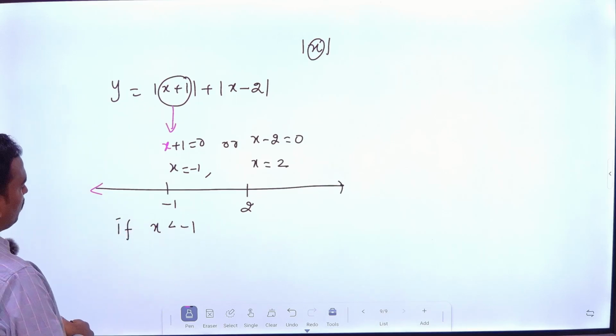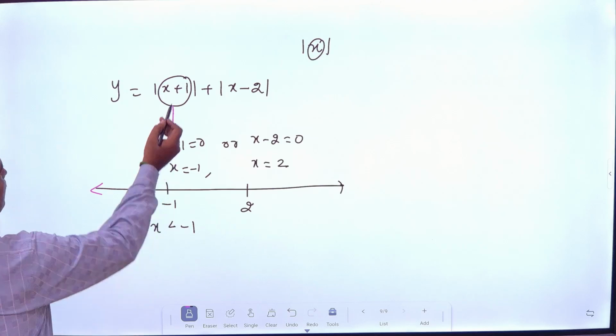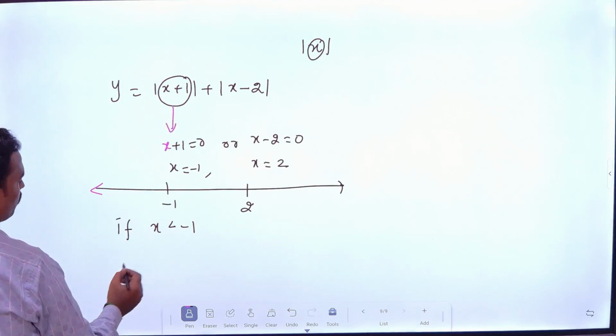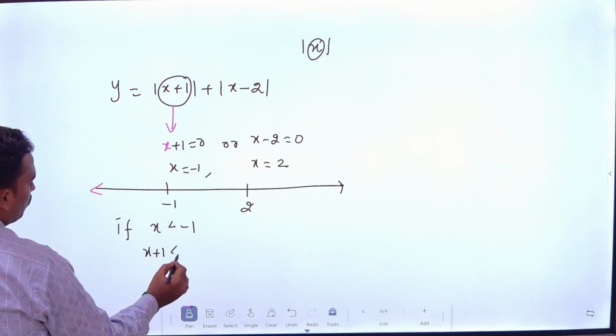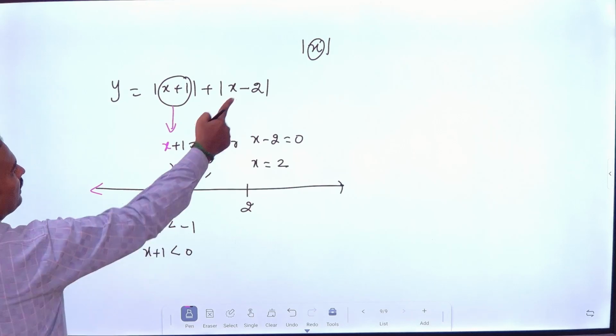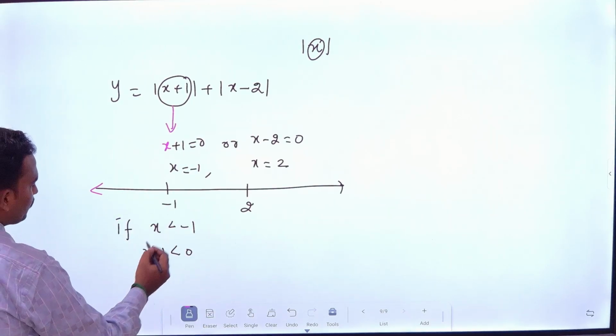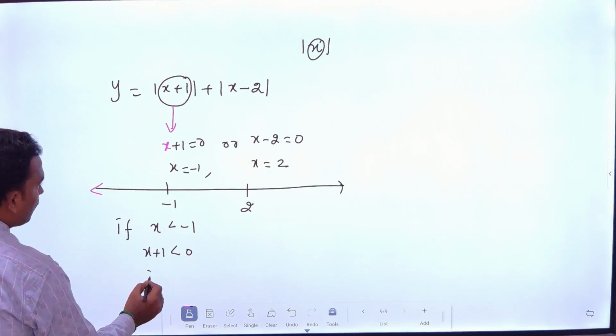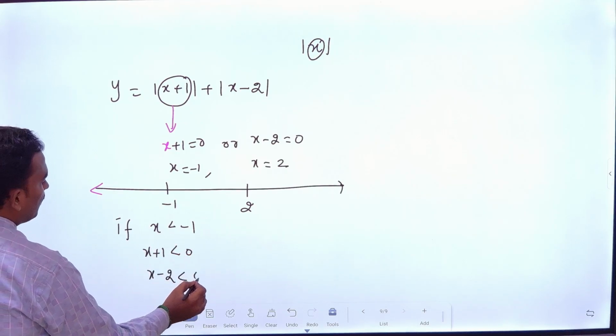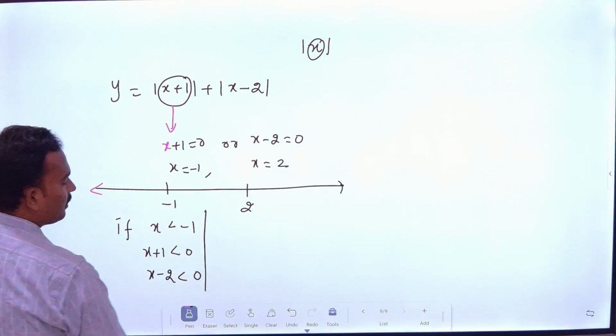X less than minus 1, so add 1 on both sides. What we get is x plus 1 always less than 0. We need x minus 2, so add minus 2 here: x minus 2 less than minus 3. So x minus 2 is also less than 0 in this interval.